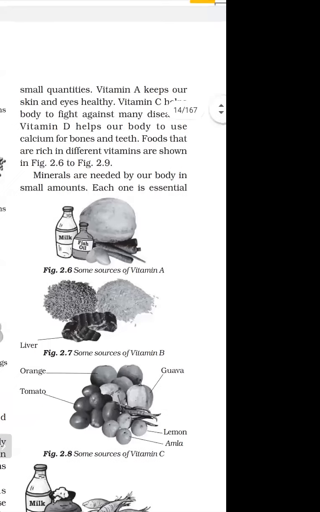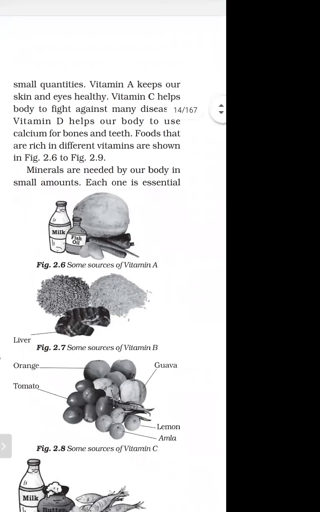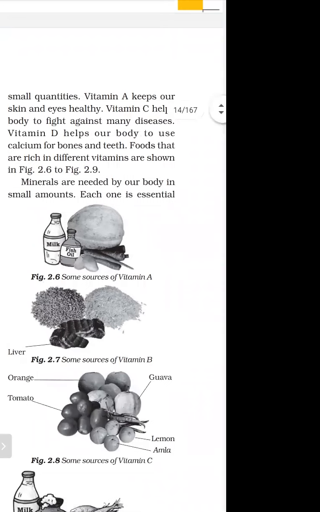Vitamin A keeps our skin and eyes healthy, and vitamin C helps the body fight against disease. And vitamin D helps our body use calcium for bones and teeth. So what is the function of vitamin A? It keeps our eyes healthy. And what is the function of vitamin C? It helps us fight against many diseases. And what is the function of vitamin D? It helps our body use calcium for the bones and teeth.